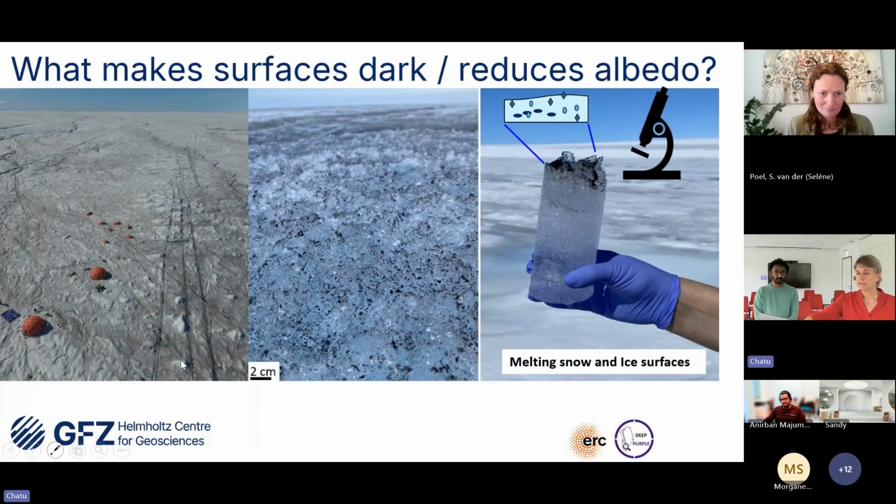So what you see on this slide is, for example, our field camp, and this whole darkening area here, if you look at it at 2 centimeter scale, you see a lot of black little dots that are actually part of the minerals, microbes, and black carbon darkening. If you take a little core, you see the surface ice crystals are covered by black stuff, and we wanted to figure out how we can image that without changing it.